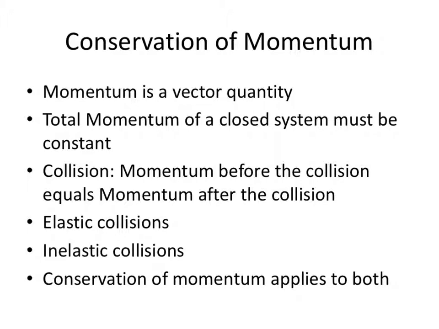Now, a very important thing about momentum is that it is a conserved quantity. In other words, there's a very important principle here, the conservation of momentum. Okay, what does that mean? I'm going to jump down to the second bullet here. The total momentum of a closed system must be constant. What I mean by a closed system is there's no outside impulse on the objects. So if it's a closed system, the total momentum has to be constant.